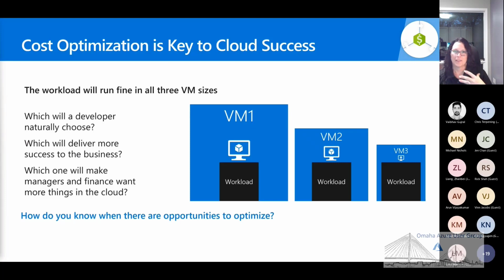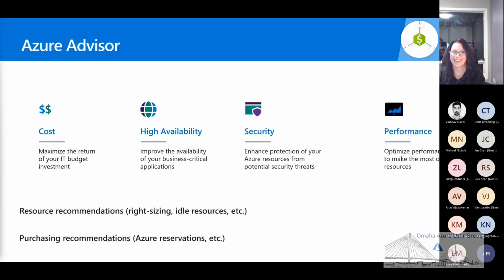So the workload that we're talking about in the scenario here will run fine in all three VM sizes. What do you think a developer is naturally going to choose? Now, for me, I'm going to choose VM1, right? I want it to perform the best. I want it to be the biggest, which is going to deliver the most success to the business. Probably VM2. And which one is going to make the managers in finance want more things in the cloud? Probably VM3. So if it's going to run on all three of these, we need to keep the cost in mind. So knowing where to optimize is really the focus of that discussion.